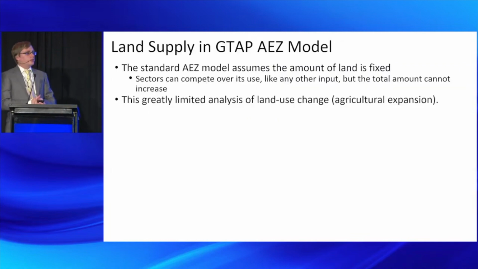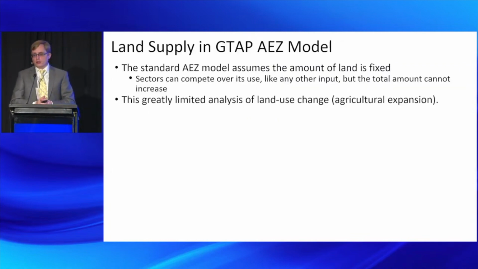One of the biggest things we had to do to modify the AEZ model was change how it regarded the stock of land. The standard GTAP-AEZ model, as well as basically every other model out there with one exception, regards the amount of land, the amount of capital essentially, that is available for production in the economy as fixed. And this is not a great assumption if what you're caring about is things like agricultural expansion into natural land. And so if you're competing over just a fixed stock of land that can't grow or shrink, you can't really say much about agricultural expansion.